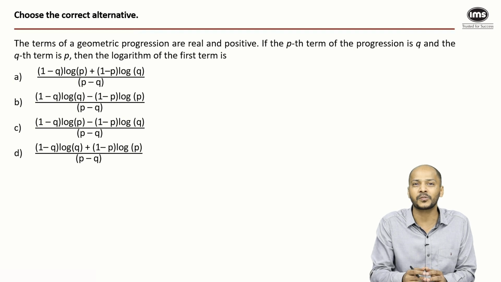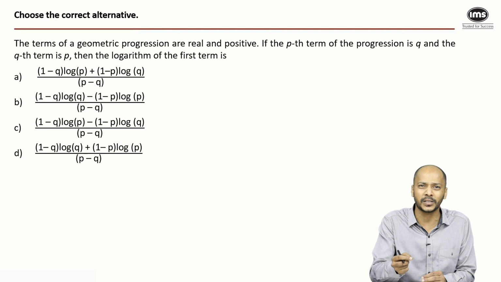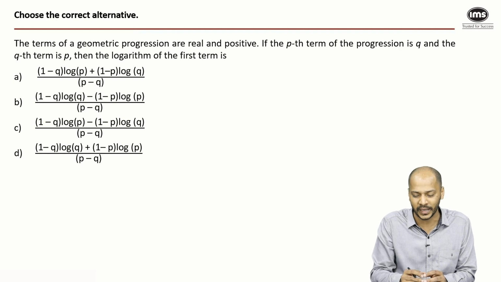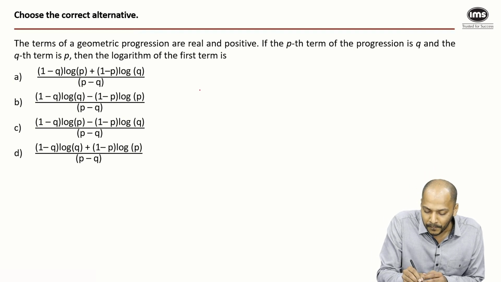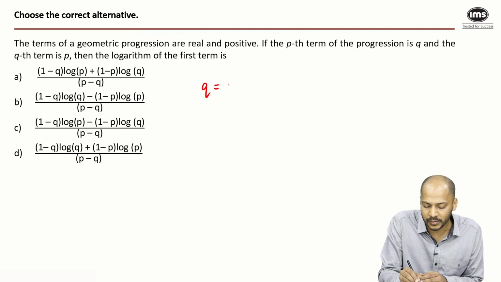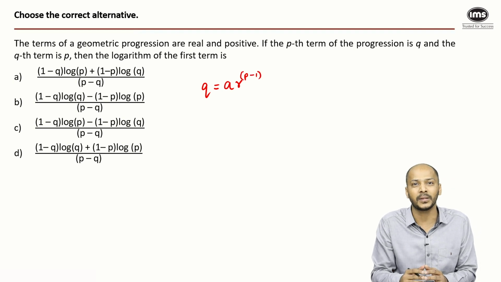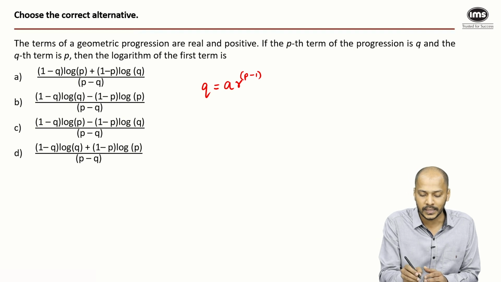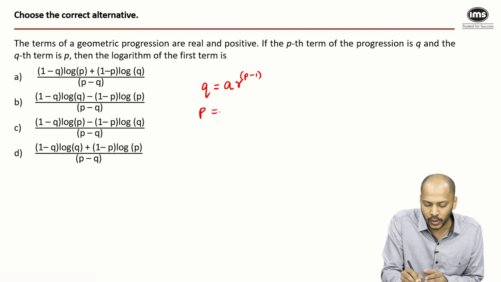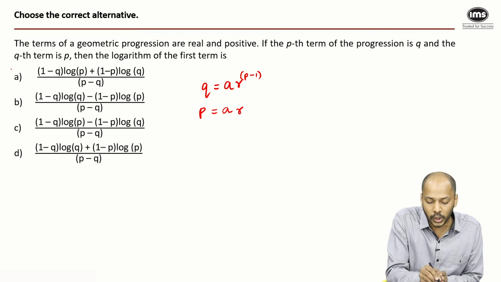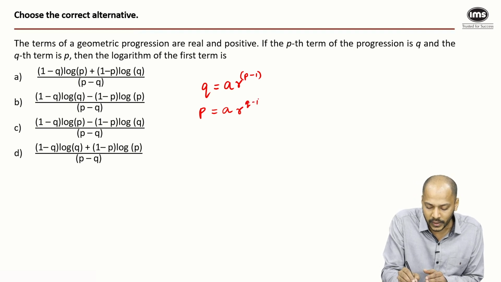However, because the data given is very simple, I'll just see if I can write the equations and if anything strikes me to solve this question quickly. Okay, so the pth term is q, and that is a into r raised to the power p minus 1, right? This is how you define the nth term in a geometric progression. Similarly, p would be equal to a into r raised to the power q minus 1, because the qth term is p.